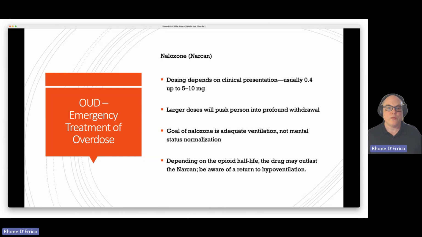It can be from 0.4 milligrams up to 5 to 10. Now, the larger doses will push the person into profound withdrawal. Now, if you find someone down on the street and you're using Narcan on them, you just want to give them as big a dose as you have access to try to reverse that and get their breathing back. But it's important to know, especially in the clinical setting, our goal really is adequate ventilation. We're not trying to wake the person up.